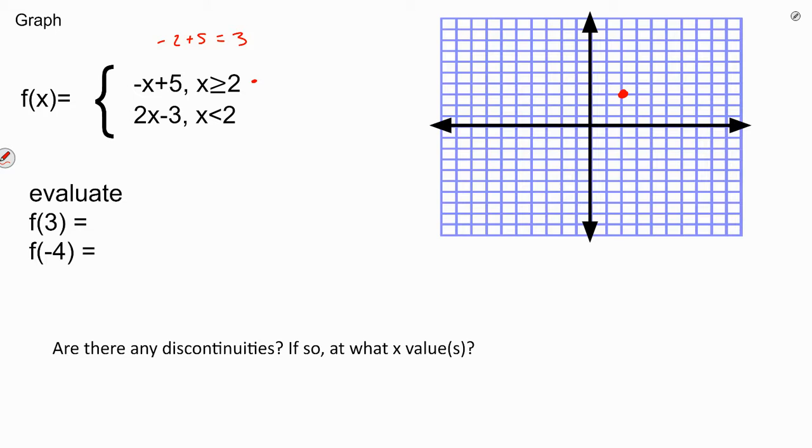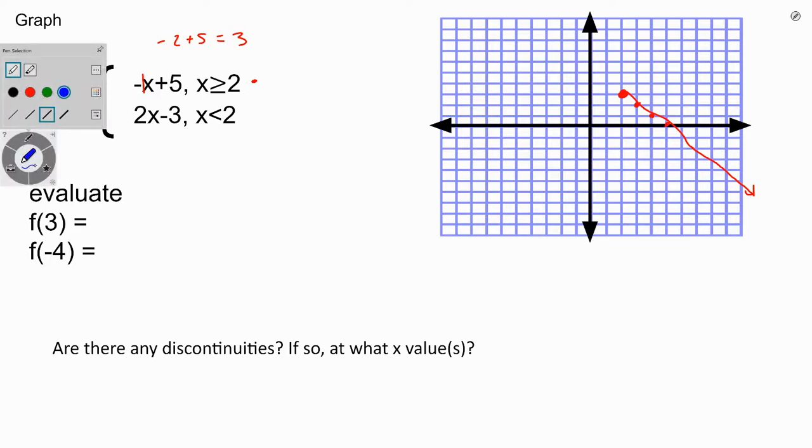Next, I'm going to finish graphing this. When x is greater than 2, that would be to the right of this point, I'm going to graph this line. I know this is a line because it's mx plus b, and I have a slope here of negative 1. So I'm going to go down 1 over 1, down 1 over 1, and so on. Then I'm going to connect it as best I can, like so. So there is my first part of the graph.